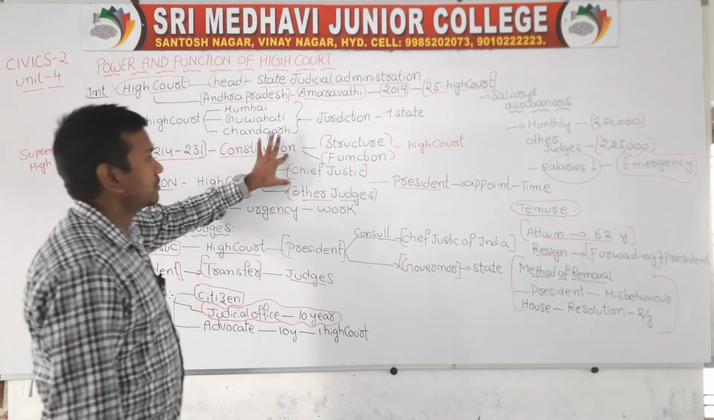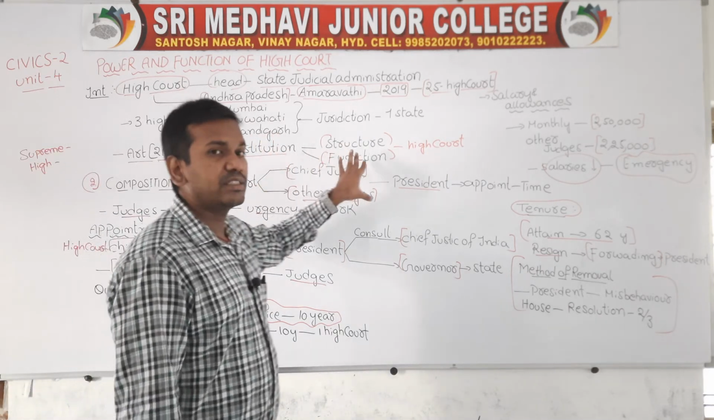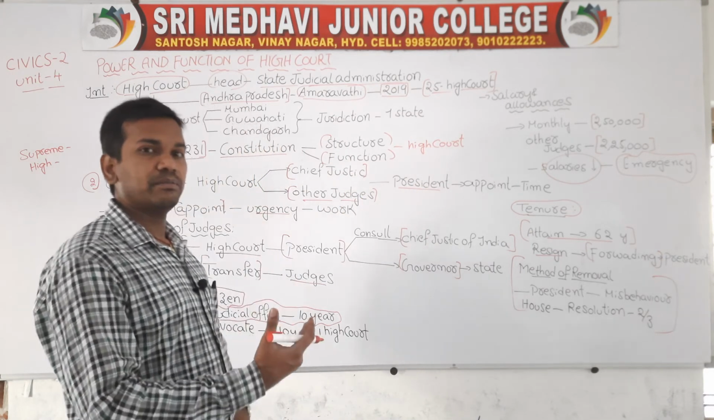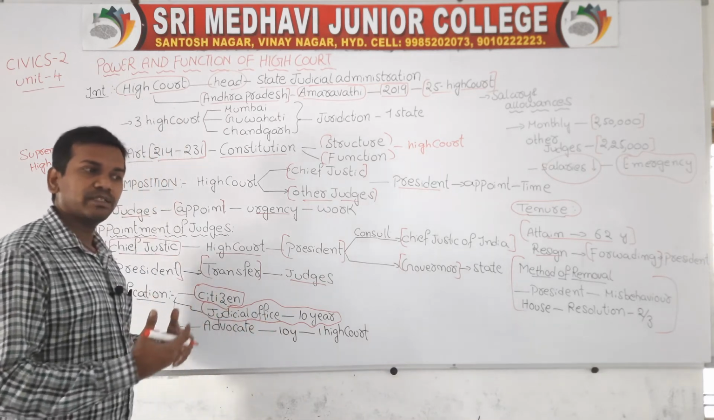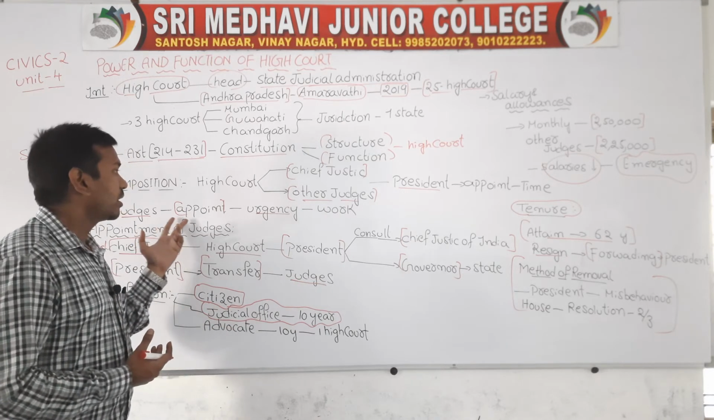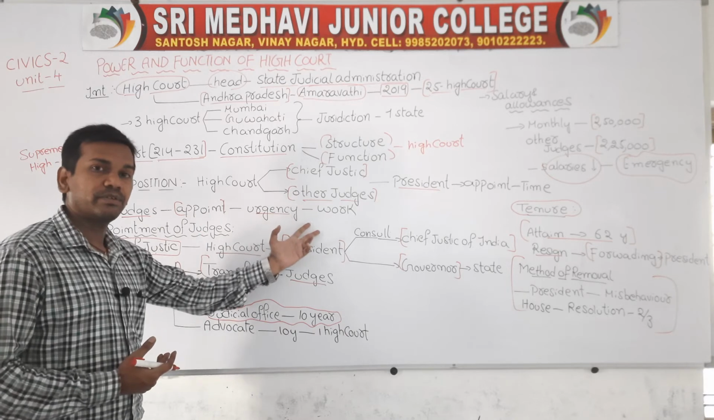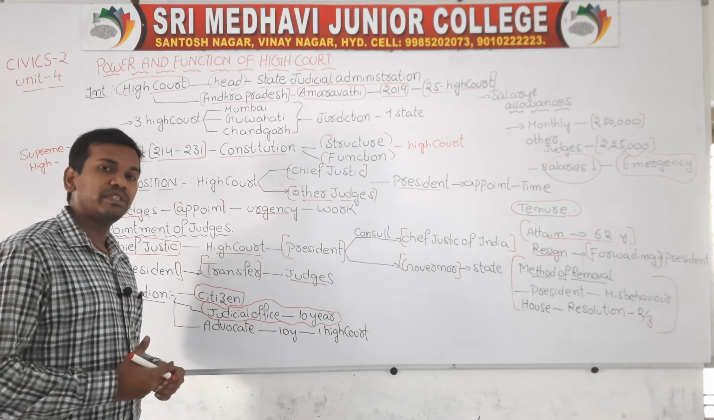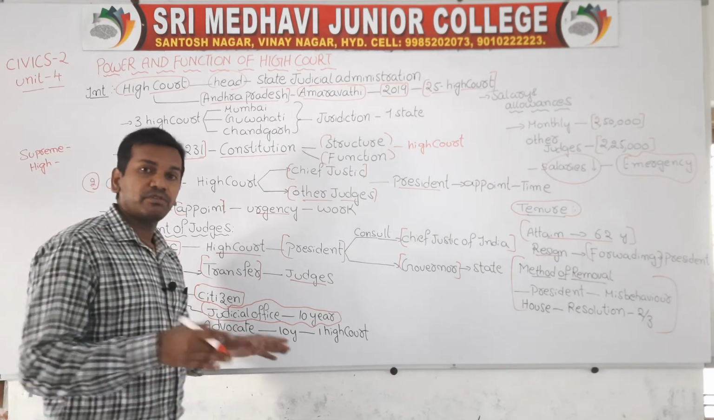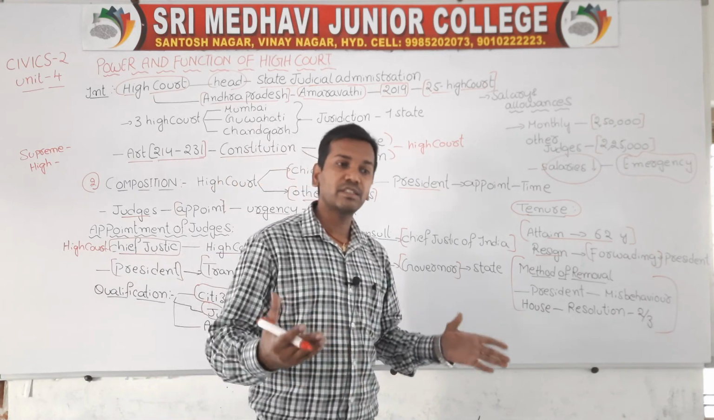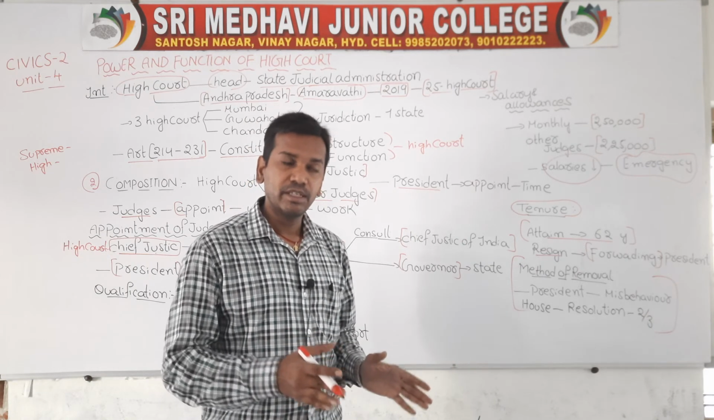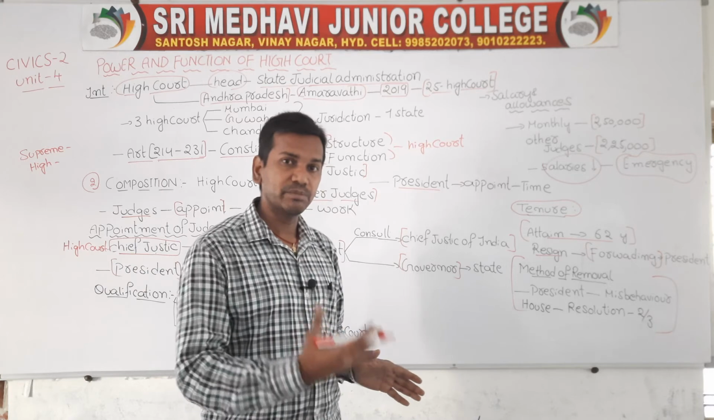High Court mainly consists of the Chief Justice and other judges, and these are appointed by the President from time to time. Whenever there is a demand and the urgency of work is very high, the President will appoint the judges. For example, when the cases are more, when the cases are pending and judges are very few, in such a situation the President will appoint the judges because of urgency.